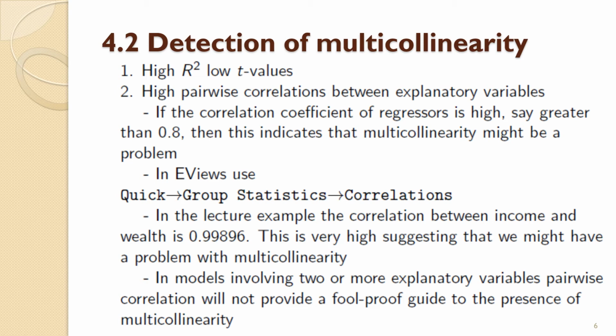Now it is true that if you had models involving two or more explanatory variables, these pairwise correlations will not prove a foolproof guide to the presence or absence of multicollinearity. But certainly if you do find high pairwise correlations, this does indicate that multicollinearity would be a problem. It's just that the reverse isn't true. If you don't have any high pairwise correlations, it's still possible that multicollinearity could be a problem.